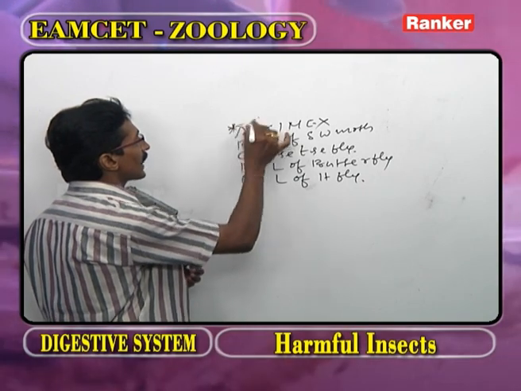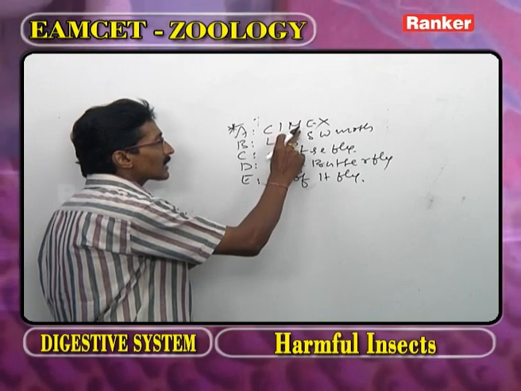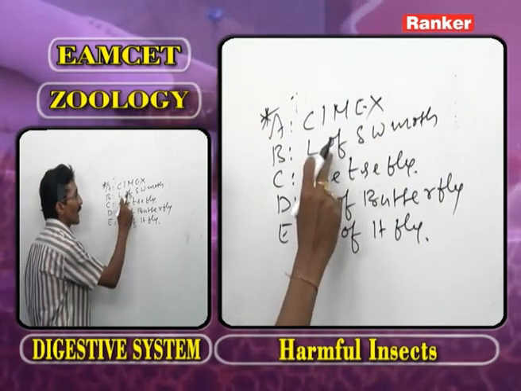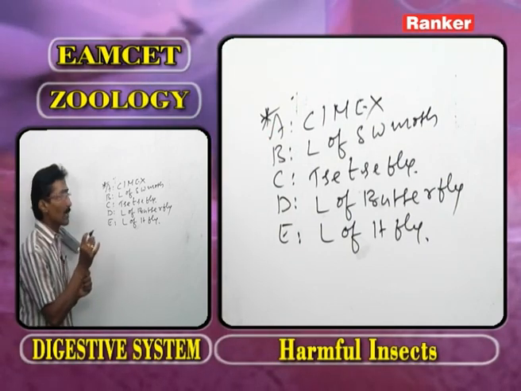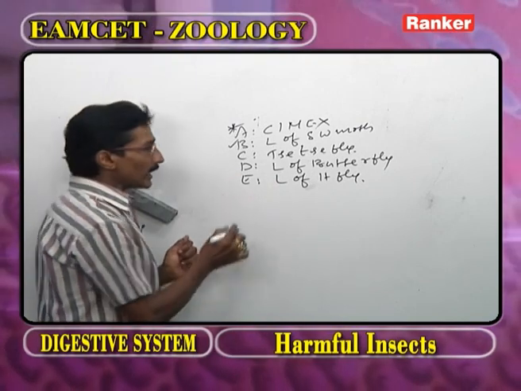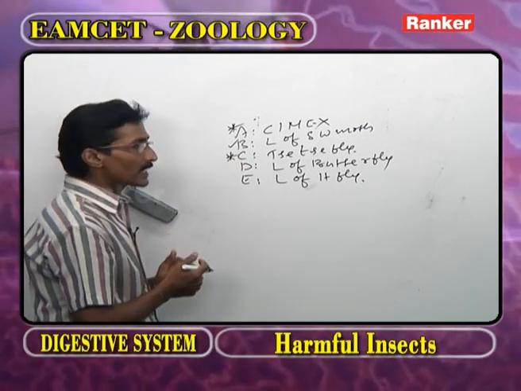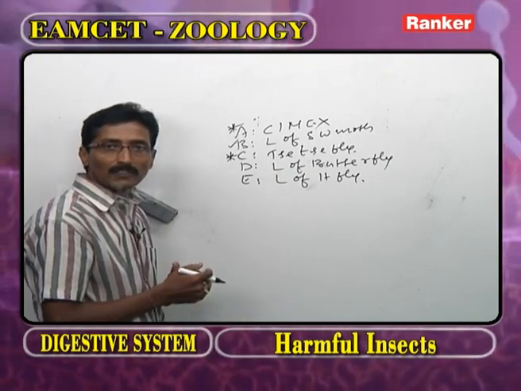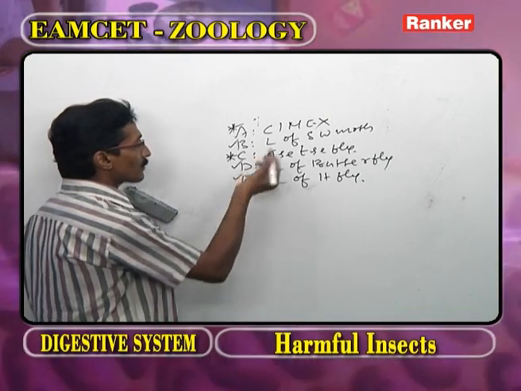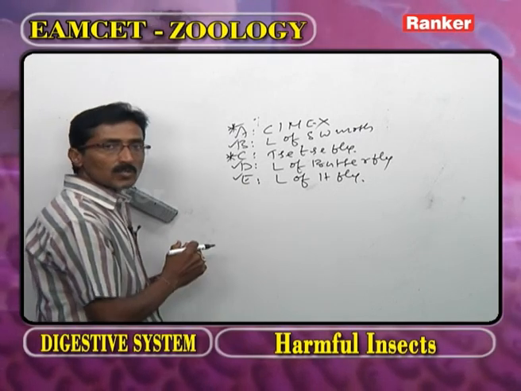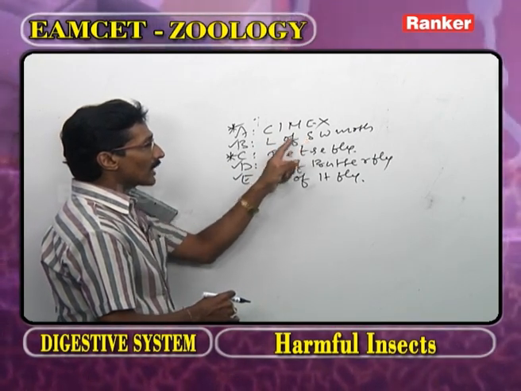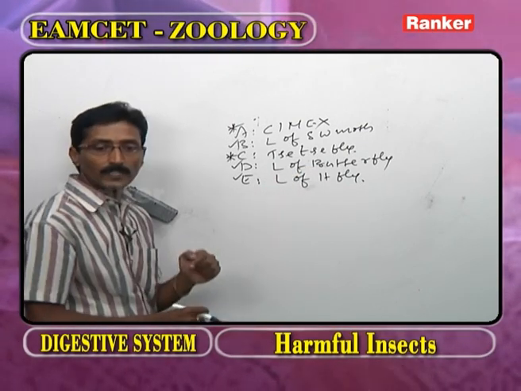Now, the Cimex is an adult insect. In the adult stage, in the Cimex, what is present? Piercing and sucking. Now the larva of silkworm moth. What is the larva of silkworm moth? We call it the caterpillar. In the larval stage of silkworm moth, biting and chewing. Tsetse fly, this is the adult stage. In the adult stage of tsetse fly, what is present? Piercing and sucking. Now the larva of butterfly is called a caterpillar. It has biting and chewing. Now the larva of housefly is called a maggot. What type of mouth parts? Biting and chewing. So regarding this question, we observe the presence of biting and chewing in the larval stage of silkworm moth, larval stage of butterfly, and larval stage of housefly. Now we go for the next question.